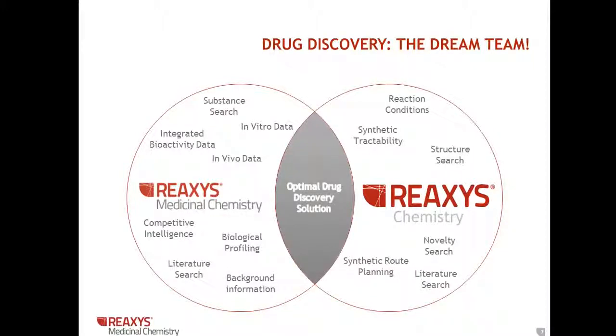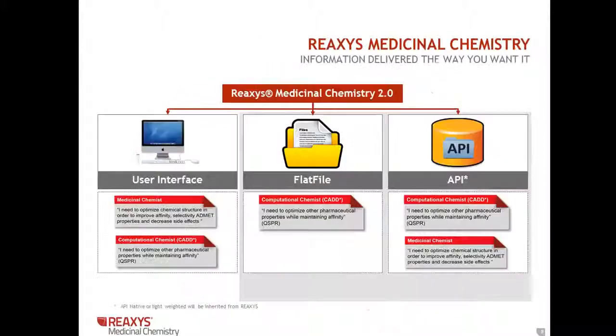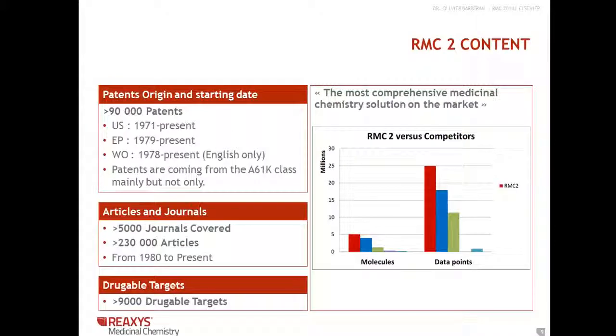The data in RMC is available as a flat file and through an API, and can also be integrated with your in-house database. Along with the redesign of the user interface, we also added more content. Now the information is coming from over 90,000 patents and over 5,000 journals starting from 1980, comprised of over 230,000 articles, and includes over 9,000 druggable targets. This makes RMC the most comprehensive medicinal chemistry solution on the market.